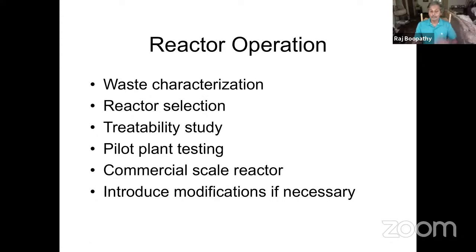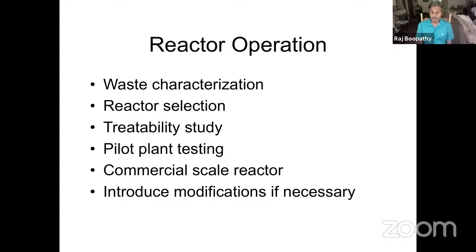So when you get that, set up the reactor, then you follow this characterization. You need to select a particular reactor, and of course you need to do a treatability study. If you're asked to design a system, you need to do it in small scale in a lab, make sure everything is working, and then you do a little scale up and do pilot plant testing, and then you do commercial reactor design. So this is the way everybody operates.